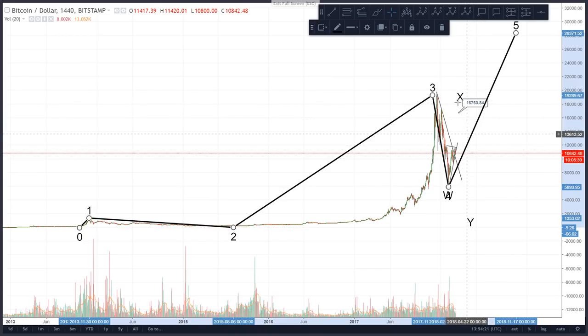Yes, my primary count was WXY coming down to here. However, we can't ignore this. And the reason we can't ignore it is because there's so much profit to be made. However, that being said, it doesn't change the way we trade this. We're long it right now, yeah? So it doesn't change the way we trade at all.